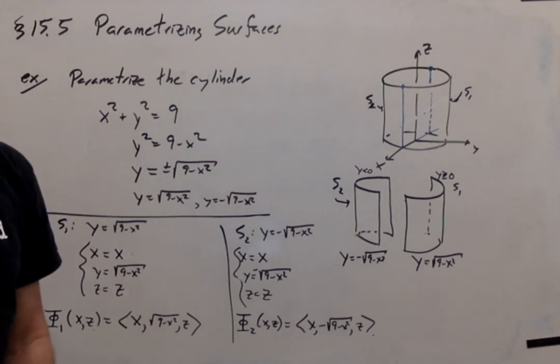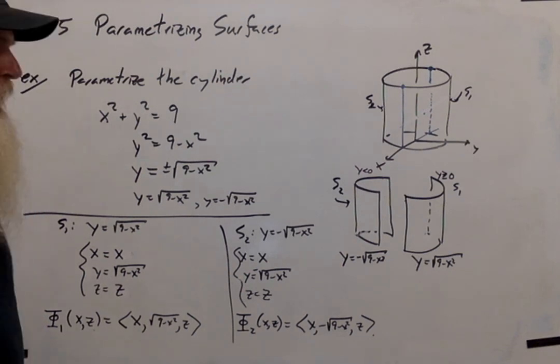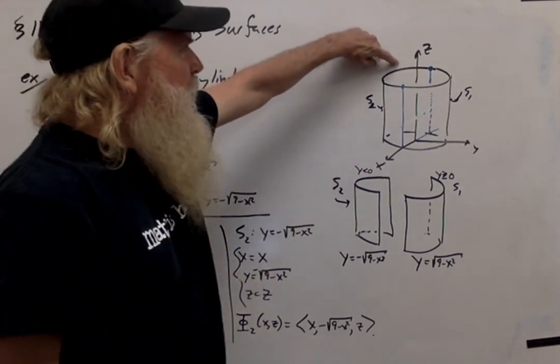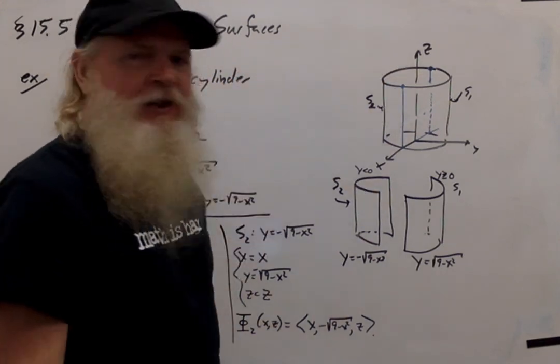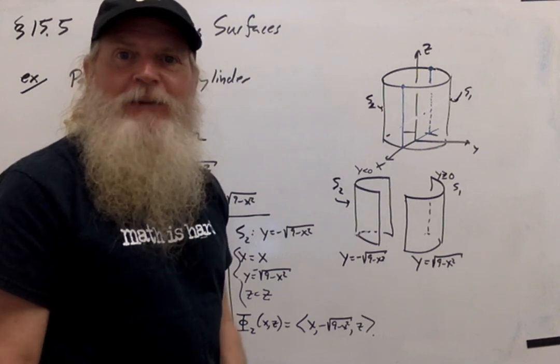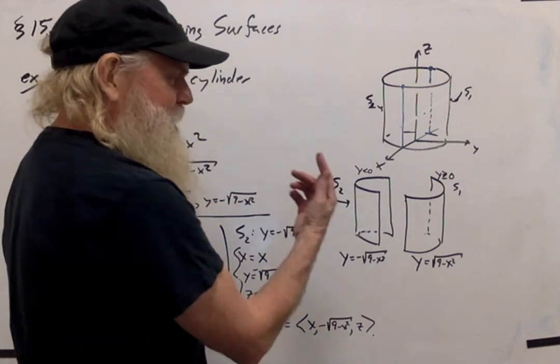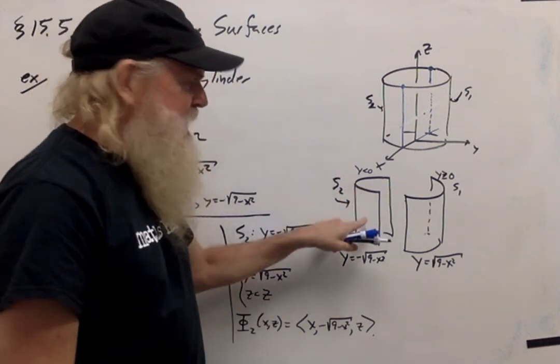In a few videos from now, when we get to section 11.7, we'll learn how to parameterize using cylindrical coordinates. And not surprisingly, cylindrical coordinates are going to give us a much, much better way of parameterizing cylinders. Just for one thing, we won't have to divide this into two pieces.